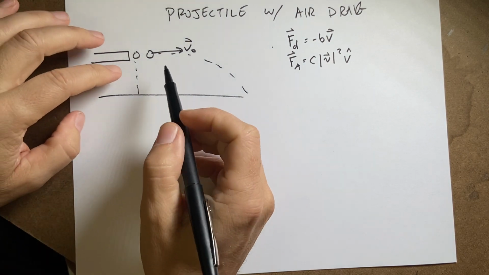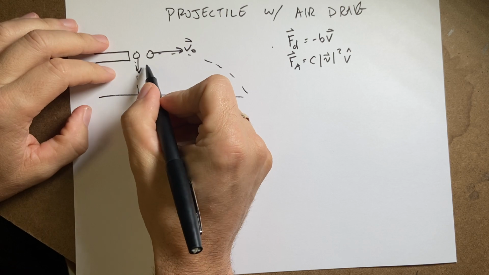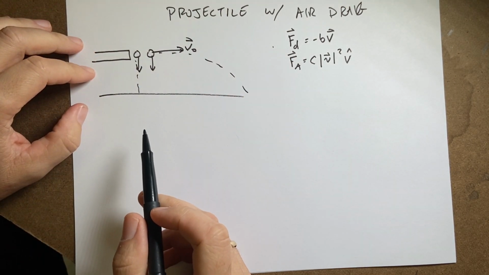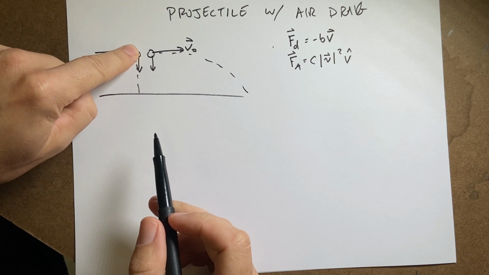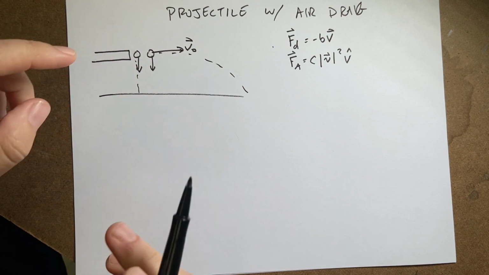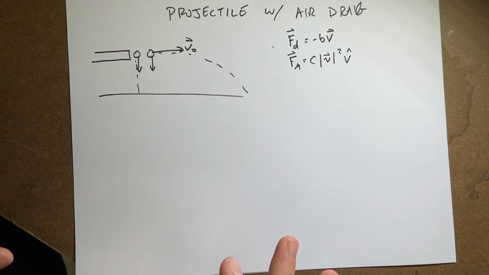If there's no air drag, then the downward force on this one and the downward force on that one is the same. The x and y motions are independent, so they start with the same initial y velocity, the same initial y position, the same y acceleration. Everything's the same, so they hit the ground at the same time.